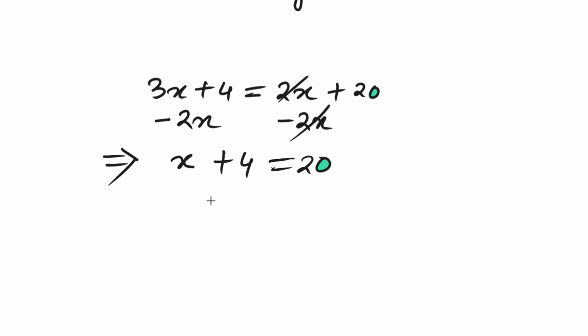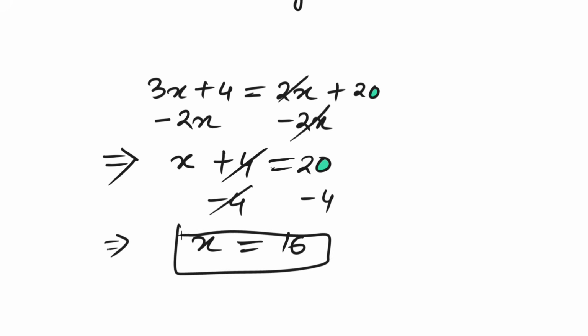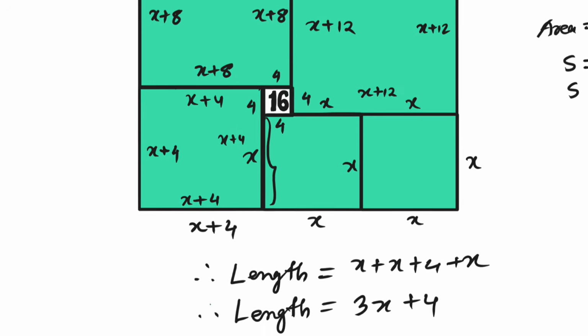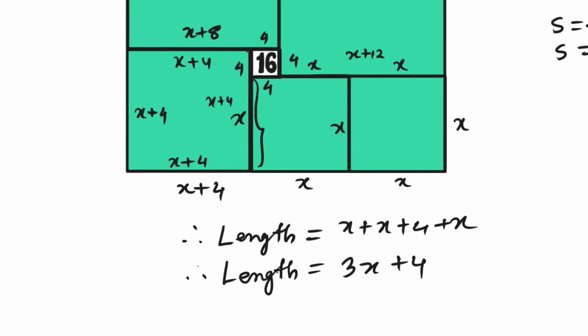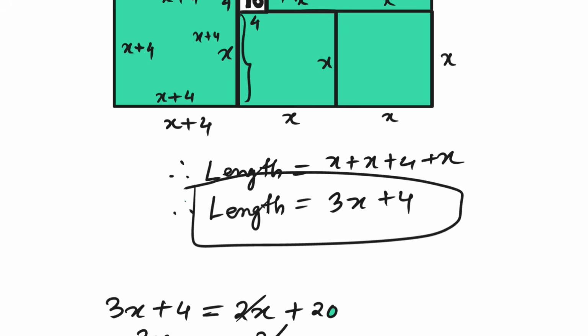Next, subtract 4 from both sides. The 4 on the left cancels, leaving x, and 20 minus 4 gives 16. Therefore, x equals 16 units. Excellent. We have now found the unknown side length. Let's use this value to find the horizontal length of the entire large rectangle.